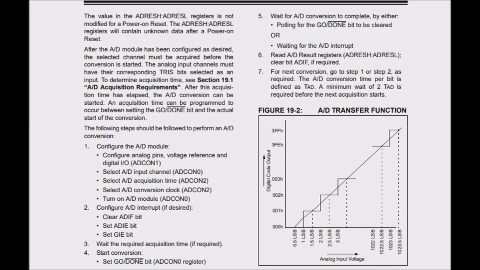The AD conversion time per bit is defined as TAD. A minimum wait of 2 TAD is required before the next acquisition starts. AD transfer function. Digital code output, 00H up to 3FFH, so that's hexadecimal, I guess.